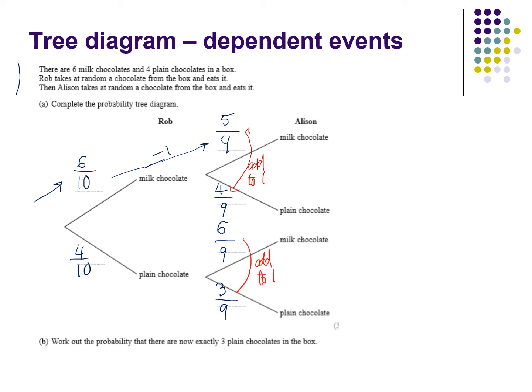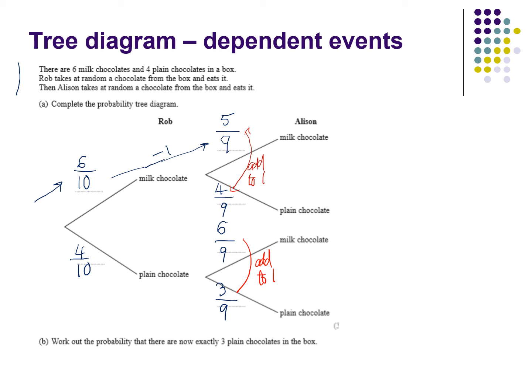And they do. So notice with that, because it is dependent events, or what's called conditional probability, the probabilities on these second branches vary because they depend on what Rob chose for his chocolate. That's why they're called dependent events. Now, we use the tree diagram in the same way as we have for previous ones. What does part B say?